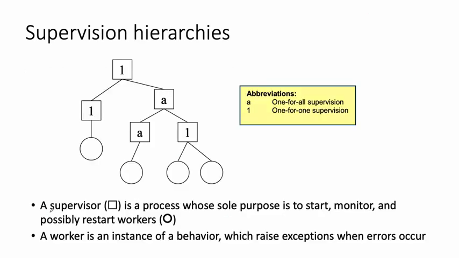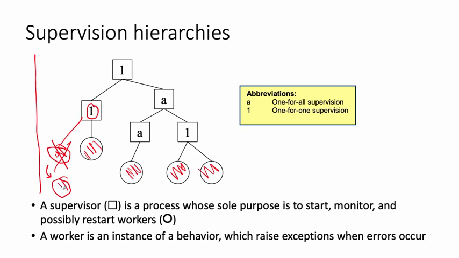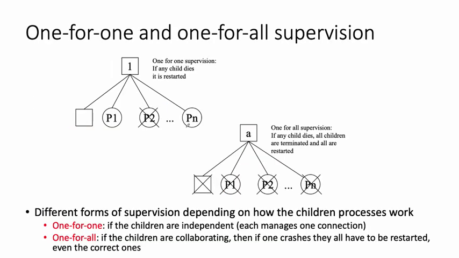So here's an example of a hierarchy. The circles are the workers. These are worker processes, and you can have more of them if you want. You have two kinds of supervisor here, the one for all and the one for one. The one for one will, if one of these has a problem, only restart that one. Whereas for the one for all, if this one breaks, it will restart all of them. It would force them all to fail and restart completely.